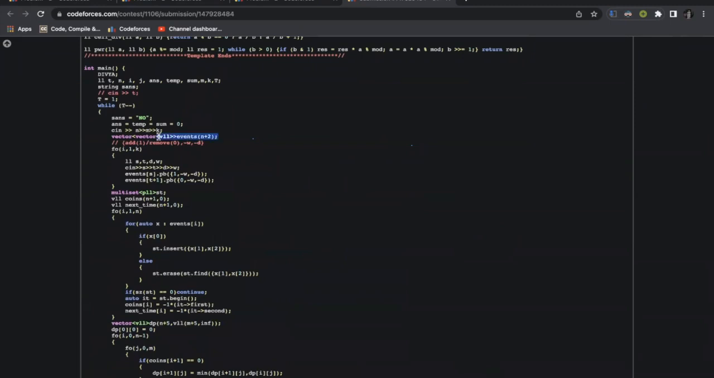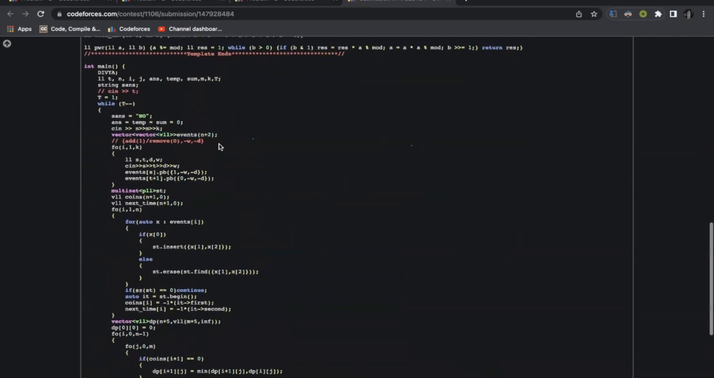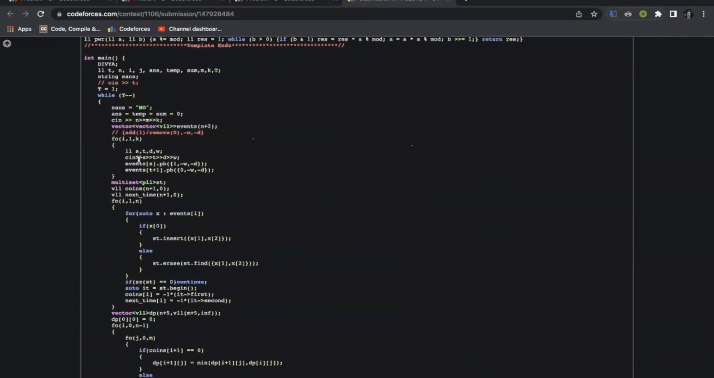So first of all, I create a vector of vectors where I store all the events, right? So an event is basically the starting of some envelope or the ending of some envelope. In events of s, I'm pushing back 1, minus w, and minus d. 1 means that an envelope is starting, and w and d are as described in the statement. Similarly, in events of t plus 1, I am pushing back 0, minus w, and minus d. 0 indicates that the envelope is ending, and w and d are the same as before. And this is t plus 1 because the intervals are inclusive.